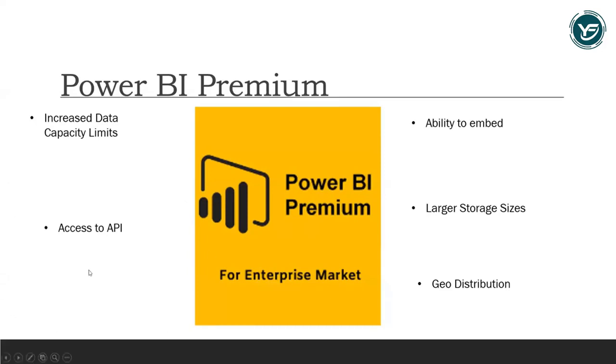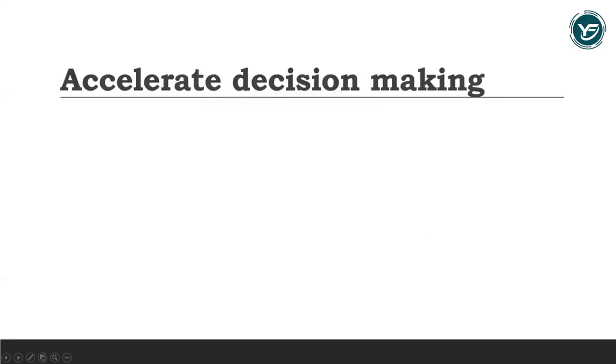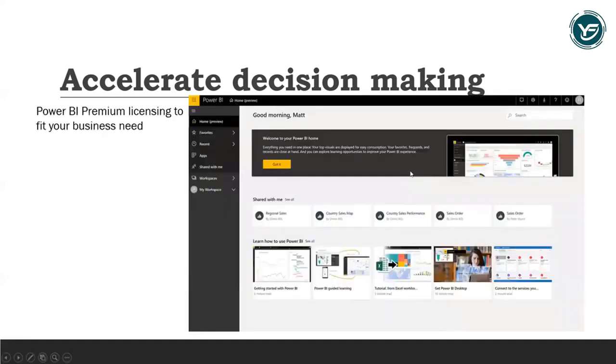So let us discuss the main advantages that you will get from Power BI Premium. First one is that you can accelerate your decision making when everyone has access to the insight. So you can adjust Power BI Premium licensing to fit your business needs. Use it as an individual seat license for advanced self-service BI or per capacity to enable anyone inside or outside your organization to view Power BI content, including paginated and interactive reports.